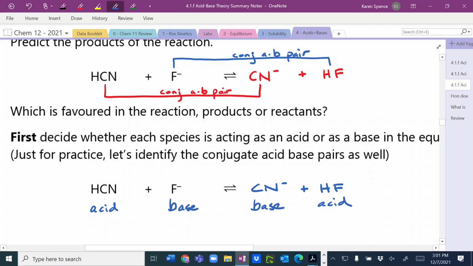So if you remember, back when I was a really strong acid, I gave away my proton and never took it back because I was a really weak base. I was like, oh, I cannot take the hydrogen. Whoever is the stronger acid will be better at giving away its protons.